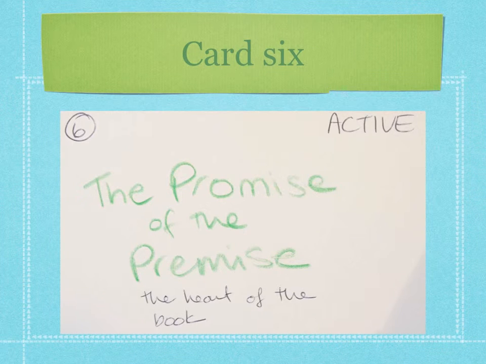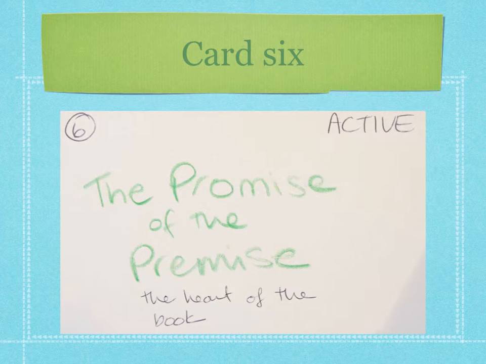Card number 6 is fantastic. Card number 6 is very active. It's called The Promise of the Premise. This is the very heart of your book. Now, in Blake Snyder's Save the Cat, he talks about how a lot of movies have their promos made out of this section of the film. It's where there's a lot of fun and games. He calls it fun and games. And this is the promise of the premise.